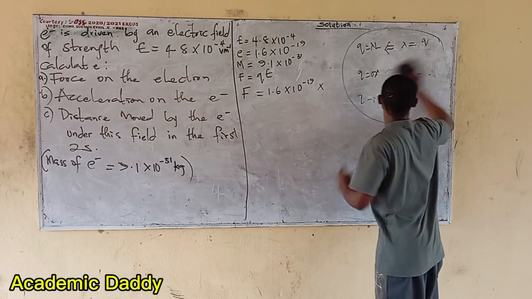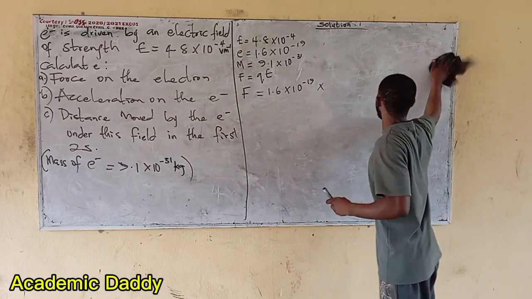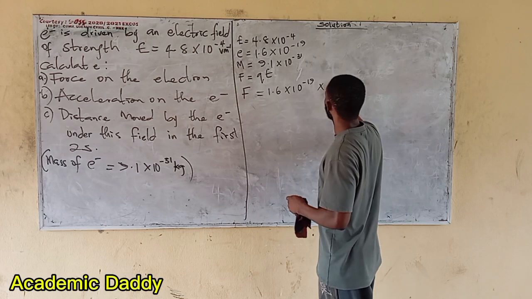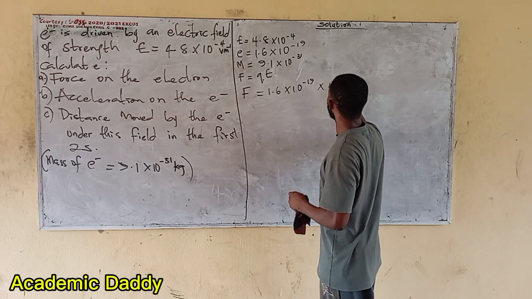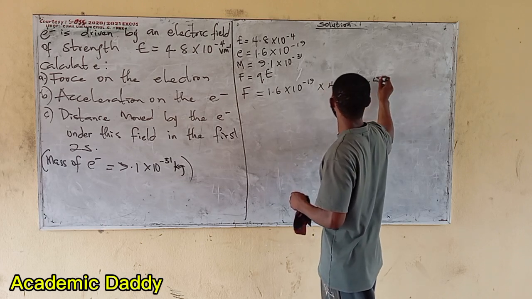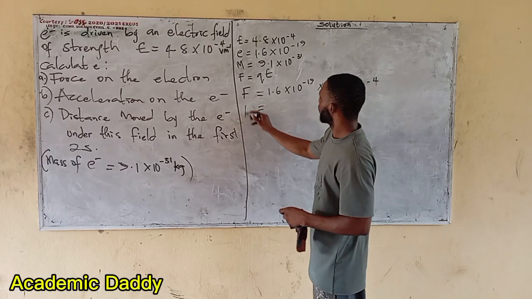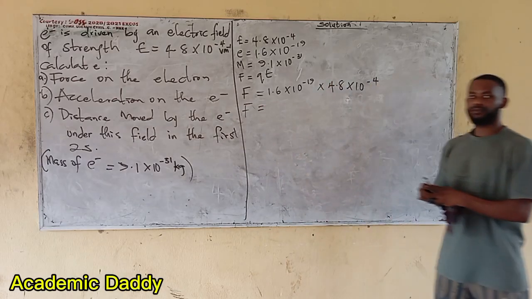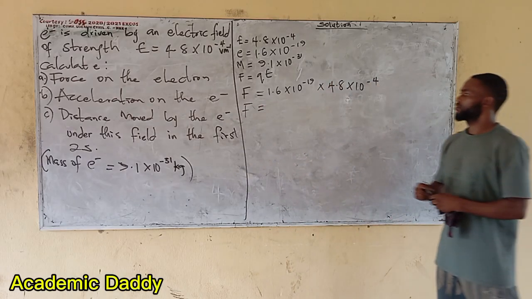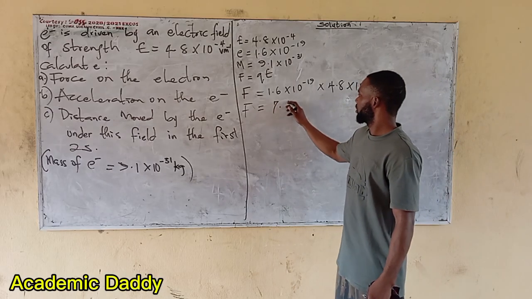So on Monday, times 4.8 times 10 to the minus 1. One punch from me, what do you have? 7 points.